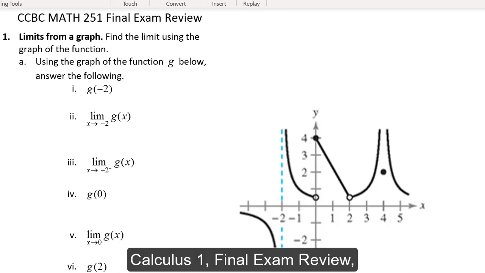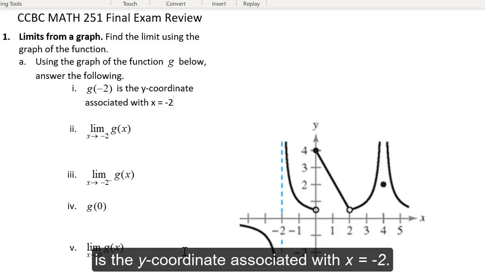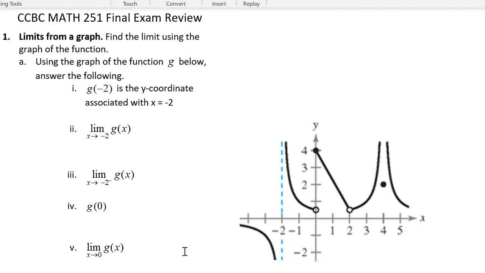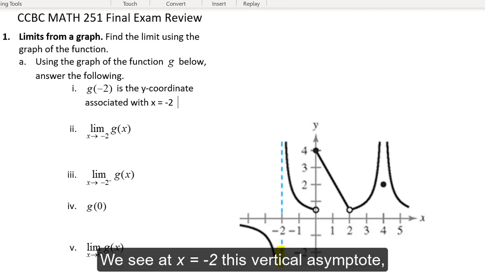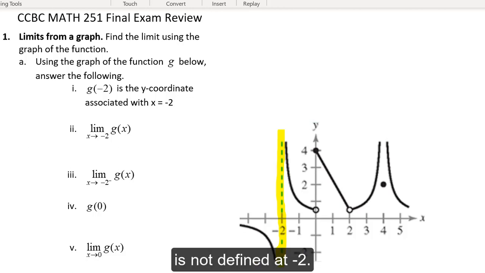Calculus 1 Final Exam Review, Problem 1. G of negative 2 is the y-coordinate associated with x equals negative 2. We see at x equals negative 2 this vertical asymptote, which means that this function is not defined at negative 2. Our answer then is g of negative 2 is undefined.